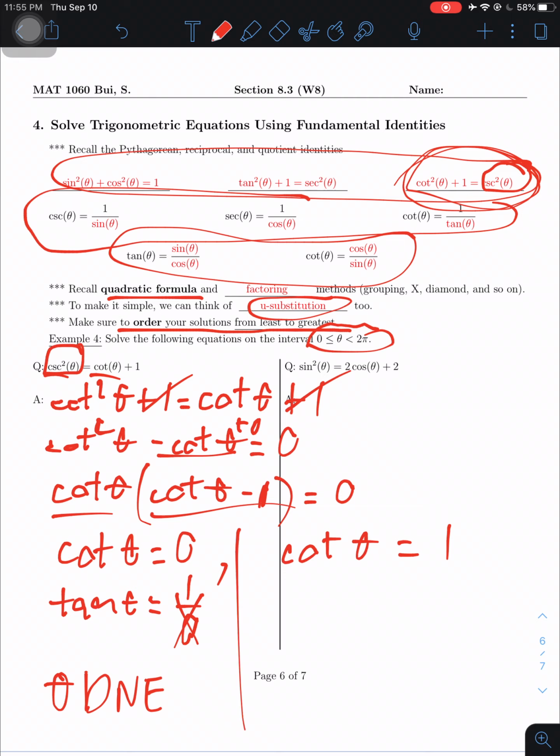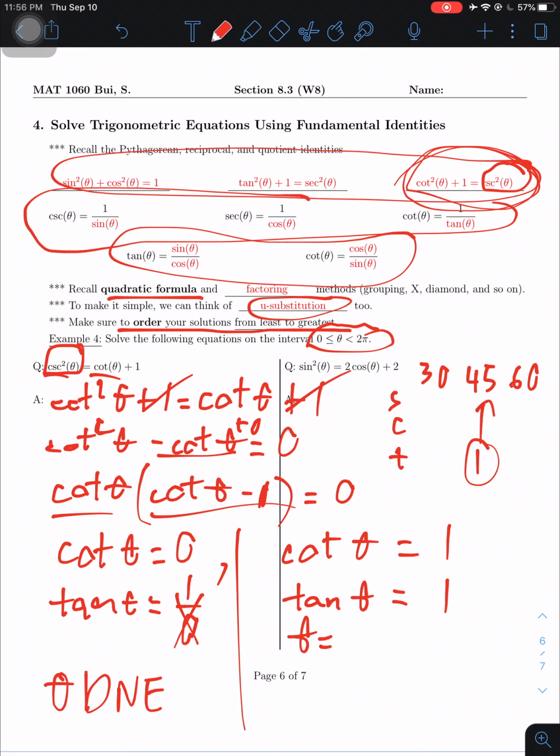And for the second case, when cotangent equals 1, first of all, I'm going to flip them. So same thing, I'm going to get tangent equals 1 divided by 1, which is 1. And from here, if you remember the table that I mentioned in lectures now and then, 30, 45, and 60, and then sine, cosine, and tangent, the only place where you see tangent equals 1 is underneath the 45. So the first angle in here would be pi over 4 plus 2k pi.